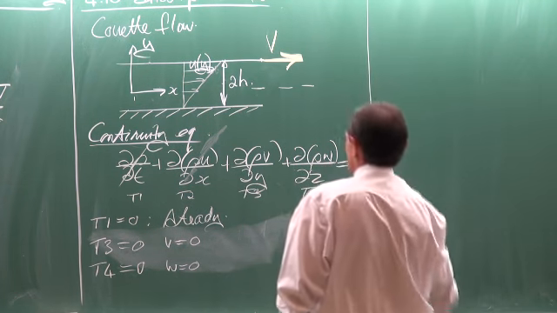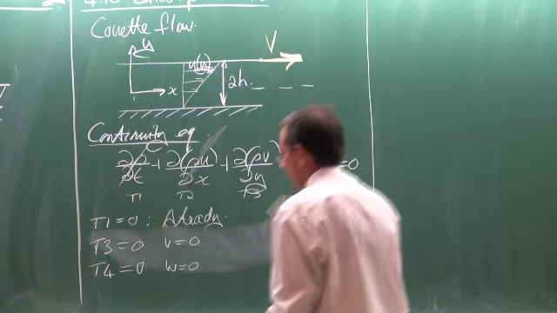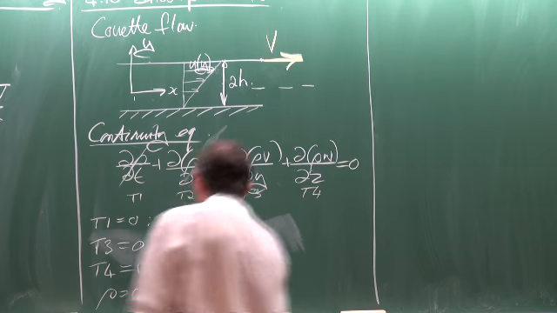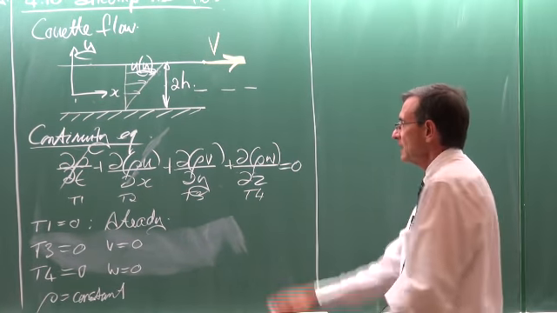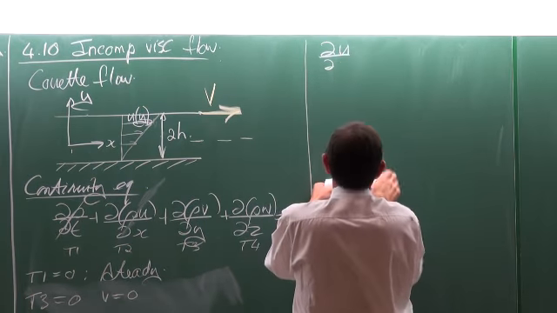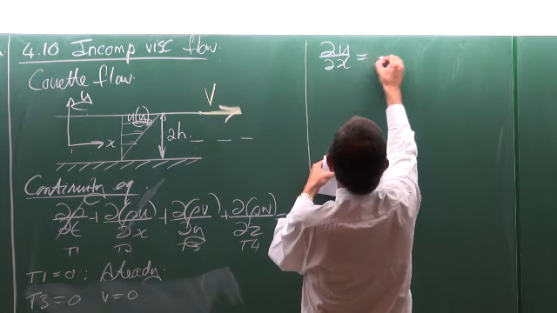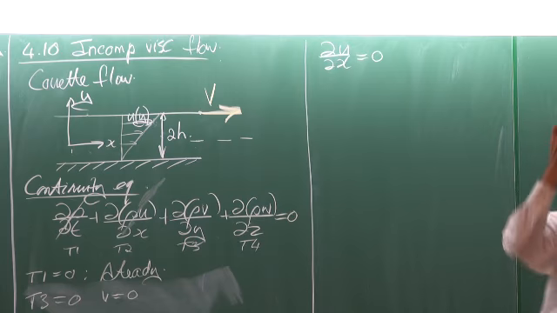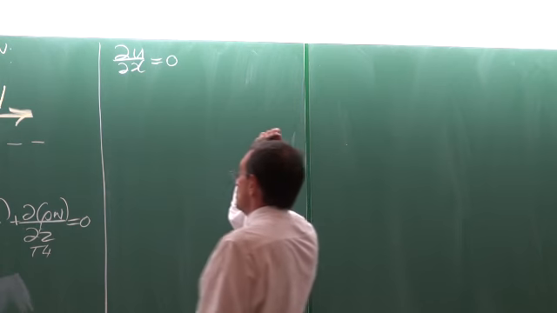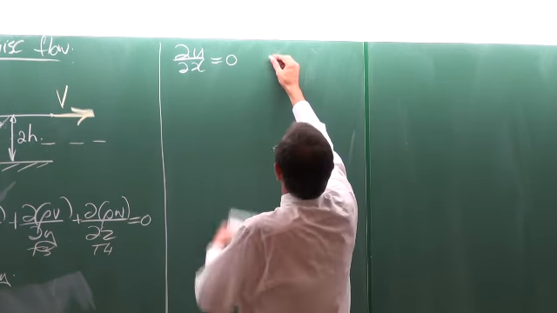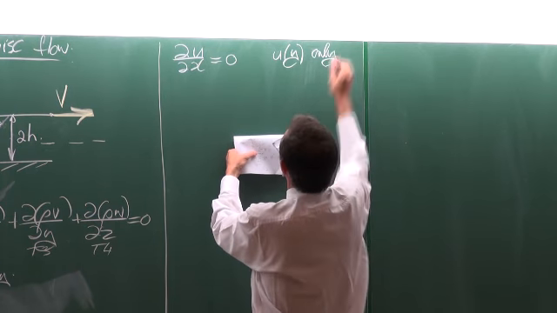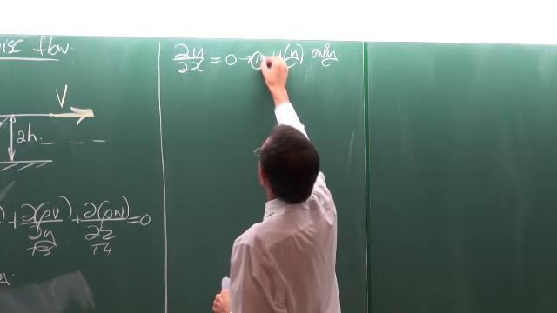Now the density we're going to say is equal to a constant. We assume that the density is also constant, and the result of that is what we actually already saw, and that is that partial du dx is equal to 0. But what is very important to realize is that u is a function of y only. I'm going to call this equation 1.